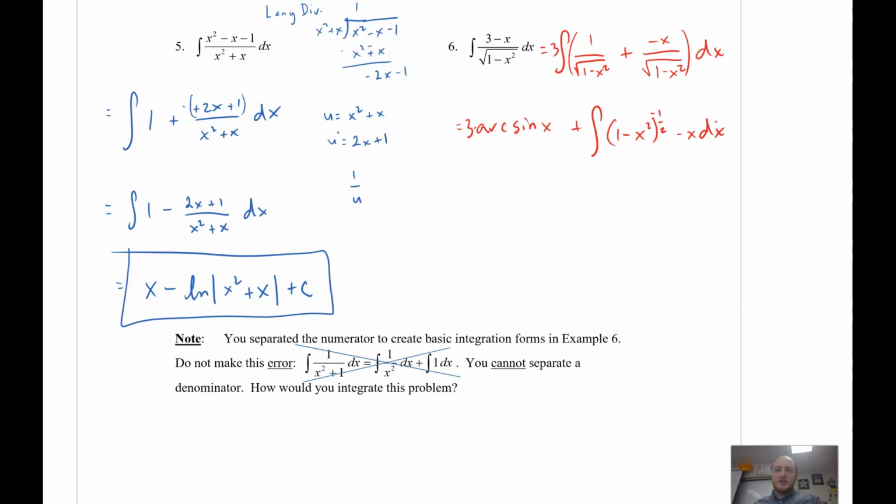Okay, so let's talk about this. This is not arc sine, right? I have a variable in the numerator. So what I can do is treat my radicand as a u, 1 minus x squared. So then u prime is equal to negative 2x, right?